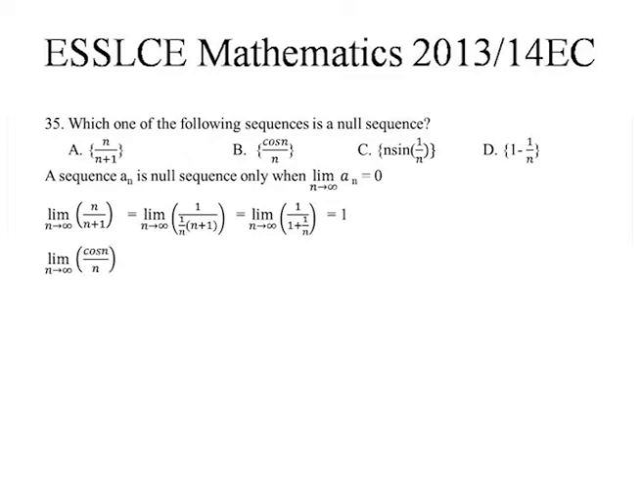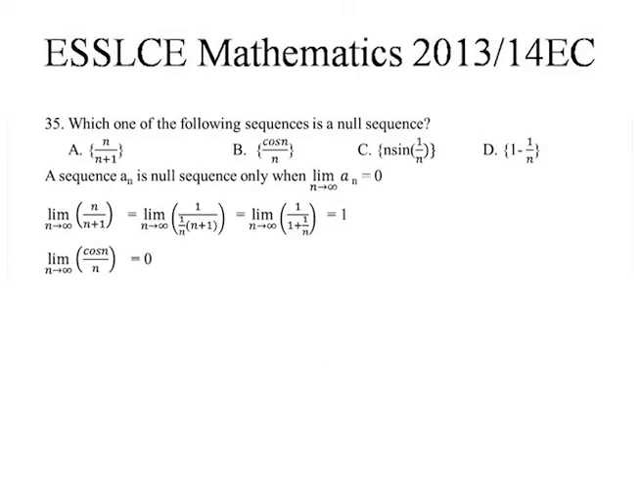Choice B: the limit of cosine n over n as n approaches infinity. We know the cosine function oscillates between -1 and 1. So both -1 over n and 1 over n approach 0 as n approaches infinity. Thus, the limit of cosine n over n as n approaches infinity is equal to 0. Thus, sequence B is a null sequence.